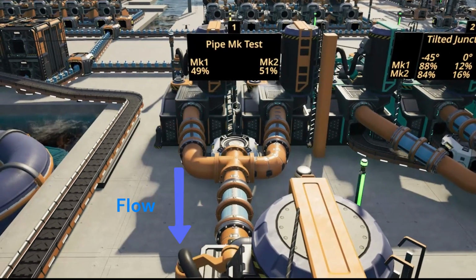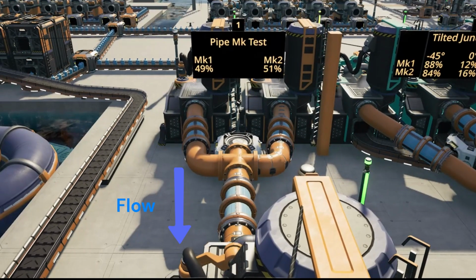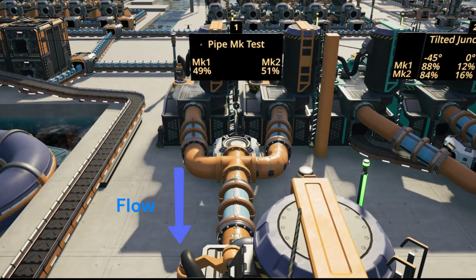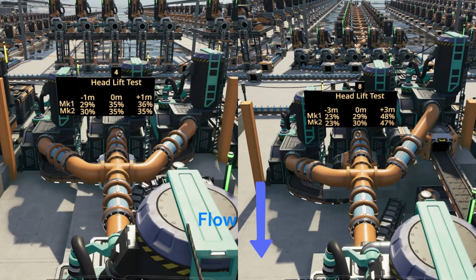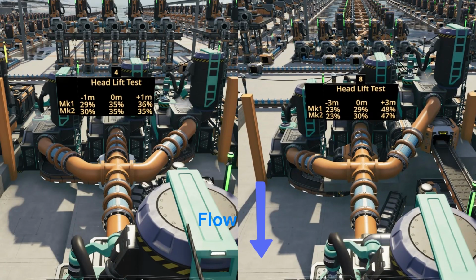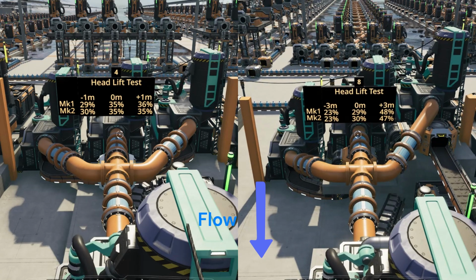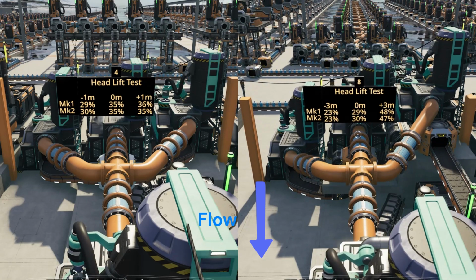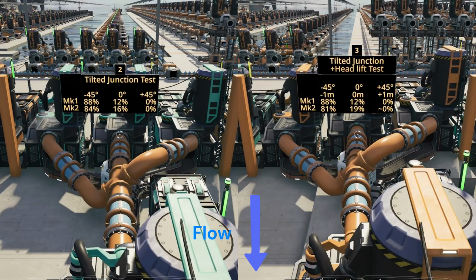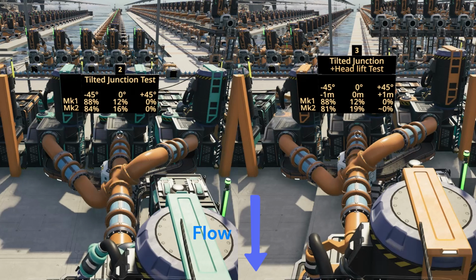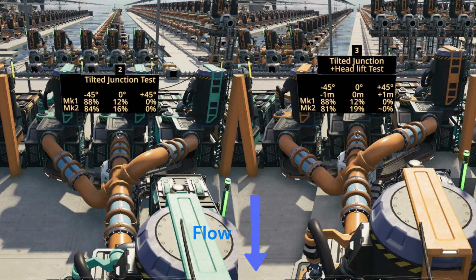I expected a higher prioritization of the Mark II pipe over the Mark I. Assumptions are always worth testing. When the pipeline junction is flat, the tests make sense. When the pipeline junction is not flat, it starts to prioritize the lower input, and it appears to ignore all other differences.